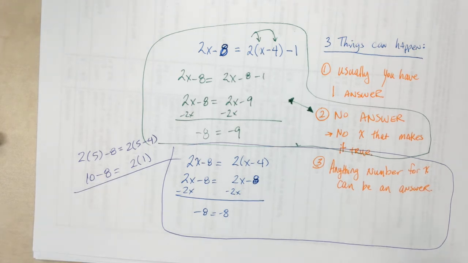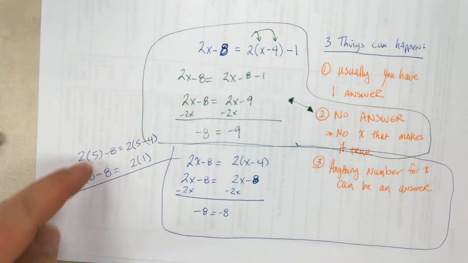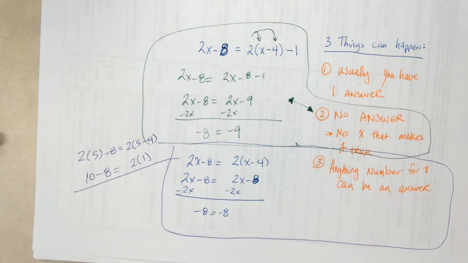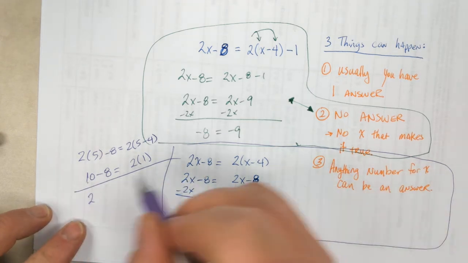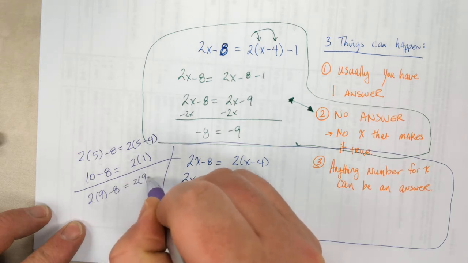So an answer, a solution, is a value that makes this true. So we just made up 5 and it worked. But just pick another number. We'll put it in. We'll see it works. 9. So 2 times 9 minus 8 equals 2 times 9 minus 4.